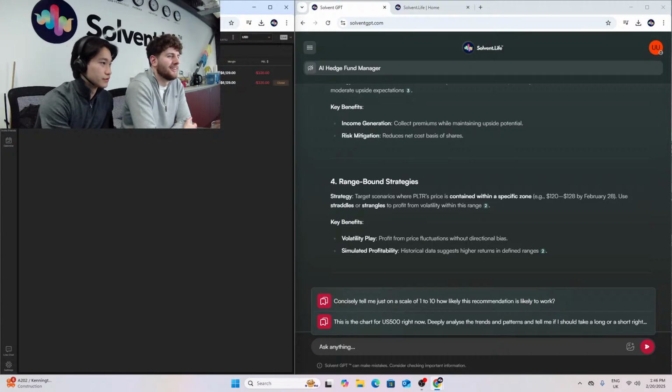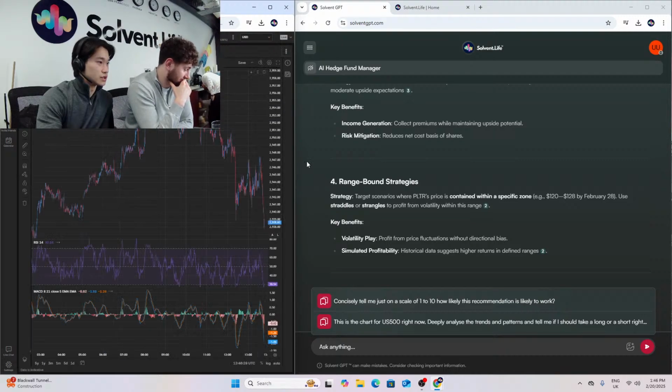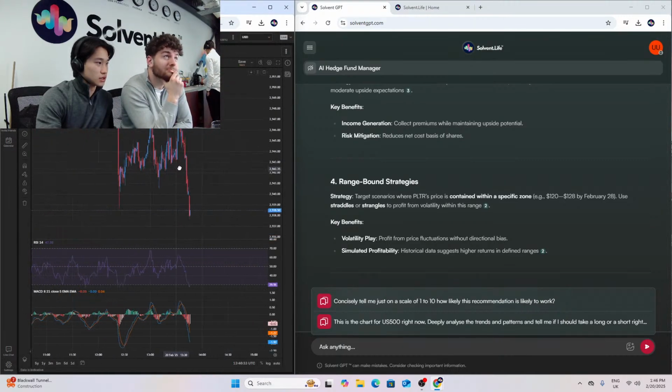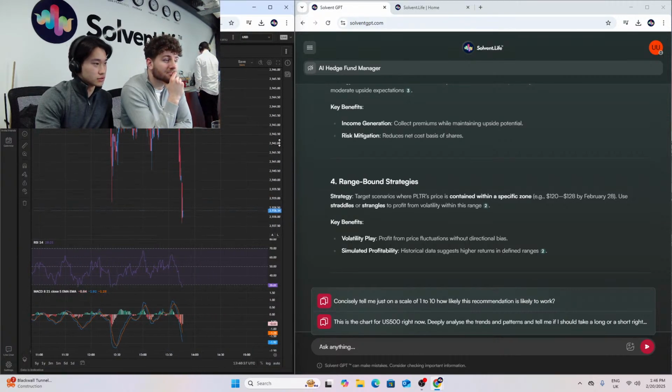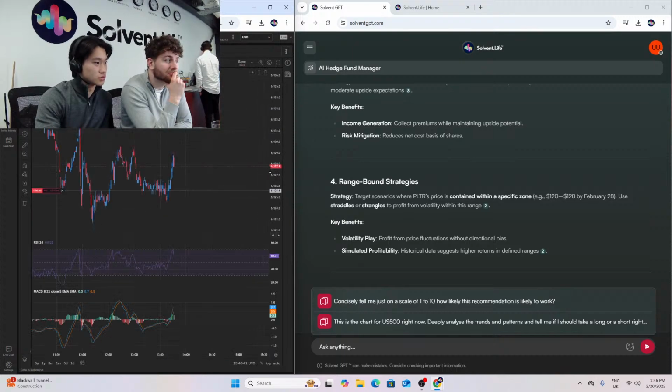We entered at 6125, take profit 6120. So we did short it, and it is heading in a bearish momentum. So okay, I'm not looking at the right chart here.